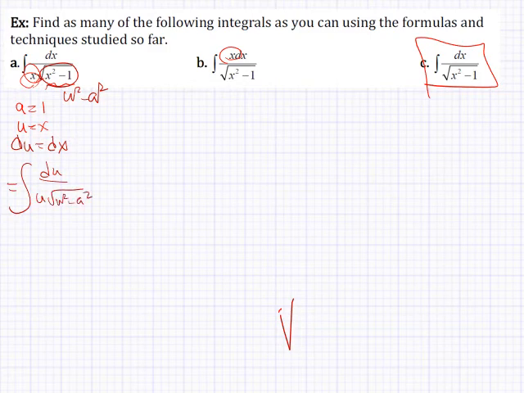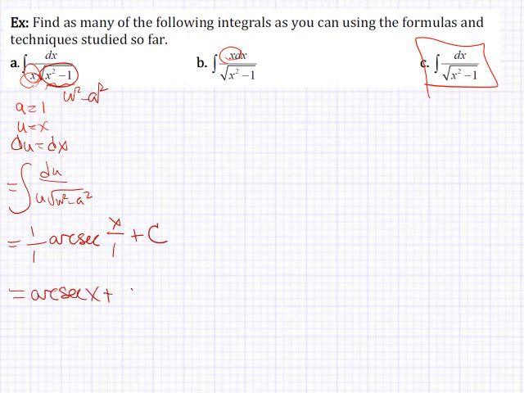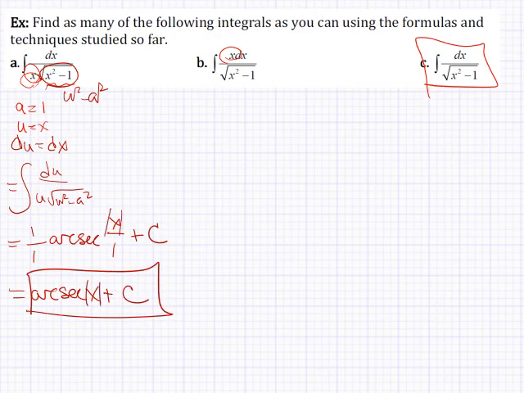Okay? And you might not even need to do this substitution to realize what the answer is for this integral, because it is so basic. And we end up with 1 over a, which would be 1 over 1, arcsecant of u over a, which is x over 1, plus c. And so you don't have to write all this 1 over 1 business, so just arcsecant of x plus c. Very simple. You put the absolute value on the x. Okay, don't forget that piece. Which is really only important necessarily when we're doing a definite integral.